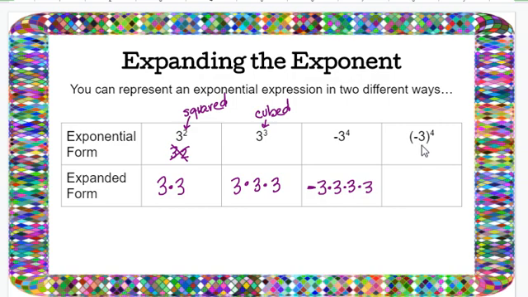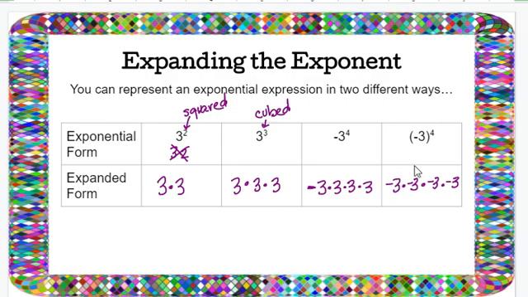In the fourth example, we have the negative 3 inside of parentheses, and this negative 3 is being raised to the fourth power. So this one, notice, is different from the previous problem in that the parentheses are around the negative 3. So to expand this one, we're going to multiply negative 3 times itself 4 times. So that would be negative 3 times negative 3 times negative 3 times negative 3.